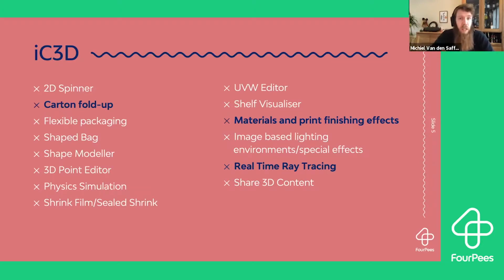So these are the three things we're going to look at. The Carton fold-up to compare with the Carton that we looked at in Picador, materials and print finishing effects. Specifically, we're going to make our Carton look like Carton. We're going to add finishing effects like embossing and foil to it. And we're going to also use that bottle that I used in Picador as well, and fill that with liquid, the whole fanciness. And then at the very end, we're going to make a ray traced export of our scene, and we'll see what the final result would be using iC3D.